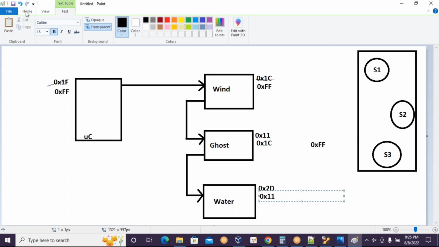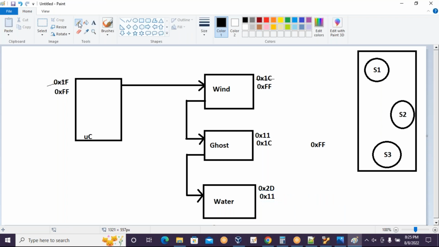Do you people agree with what I say? So there is a shift register here. All of these have got a shift register. There is a shift register here, here, here, and here. So initially the shift registers had some garbage values: 0x1f in the master, this had 0x1c, this had 0x11, and this had 0x2d.